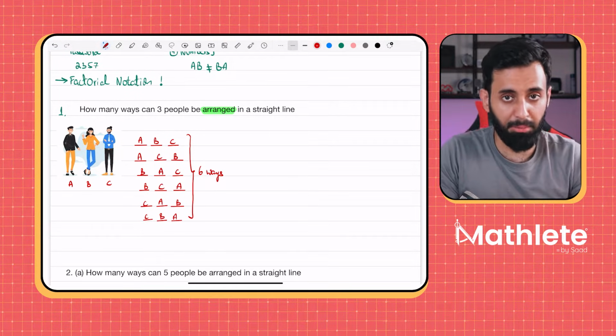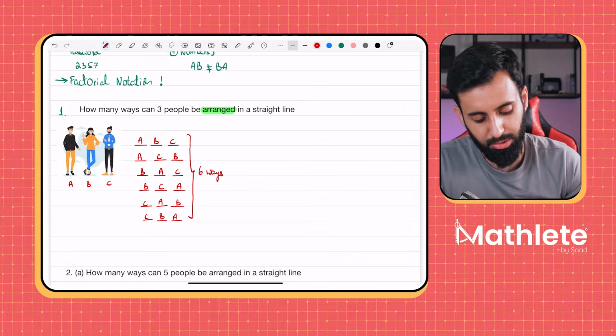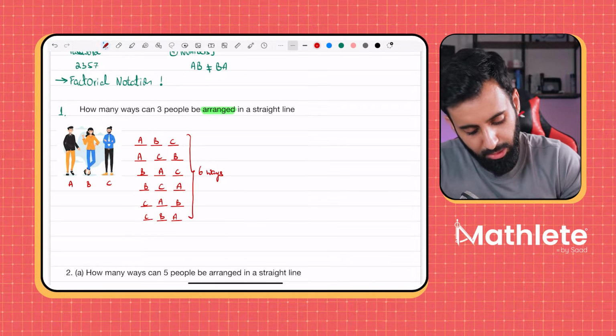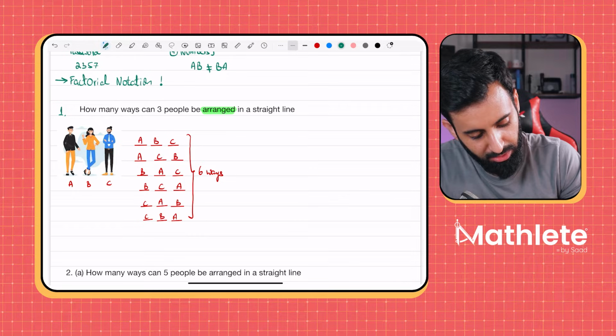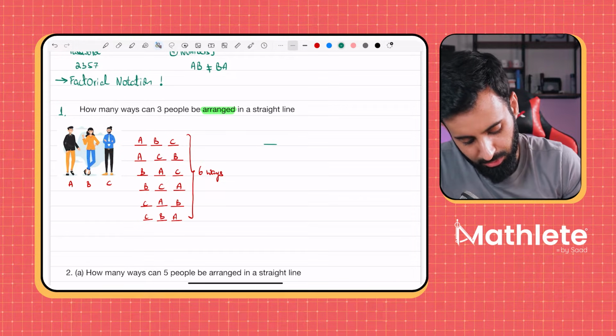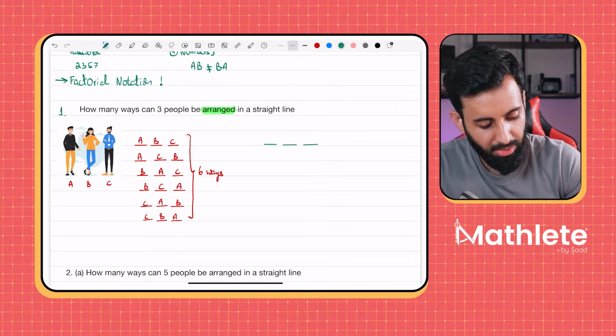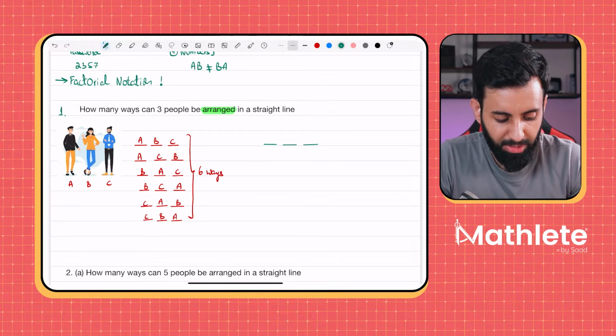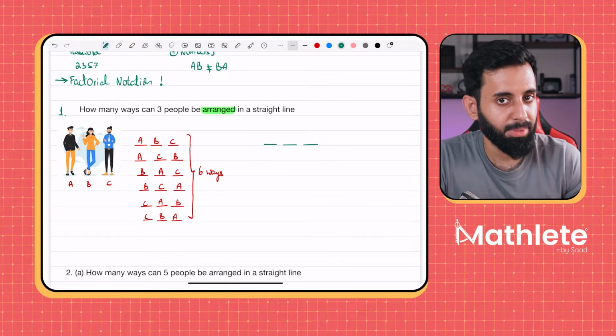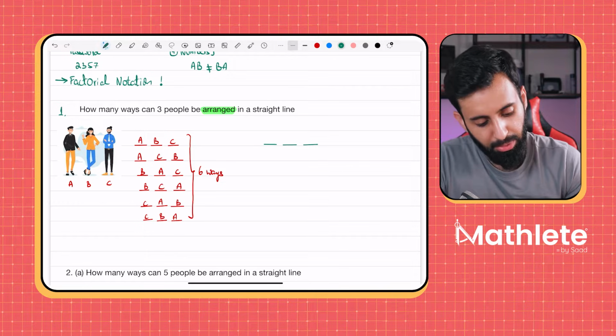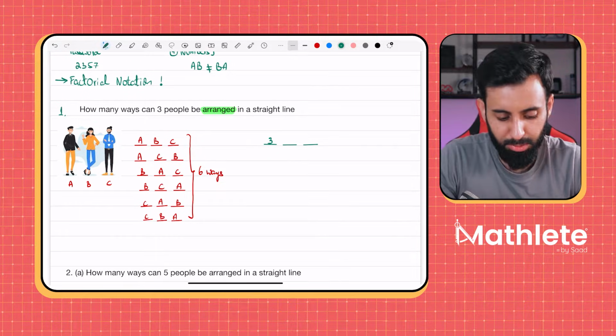So does that mean that every time we have a question like this, we have to do it like this? Of course not. There is an easier way. The shortcut is that you make 3 blanks, since we have to arrange 3 people. 1, 2, 3. Now, for the first place, we have 3 options because nobody has been arranged yet. All 3 people are available to be arranged. That means in the first place, we have 3 options.